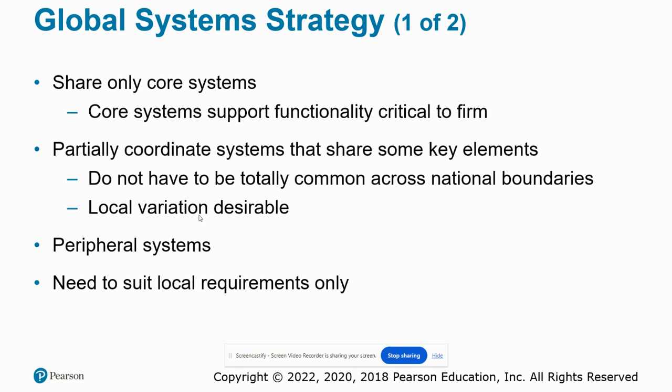This slide looks at the basic framework of a solution to implementing a transnational information system. What types of systems might be considered core systems? What types of systems might fall into partially coordinated category? What about the peripheral systems category?